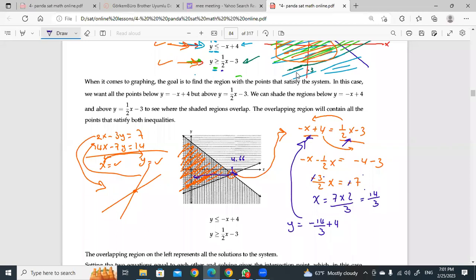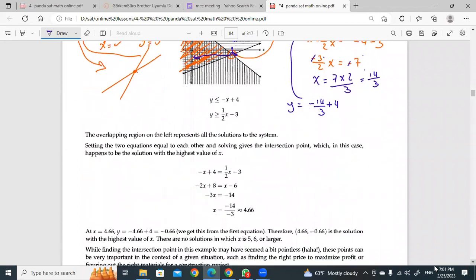Clear? Clear? Clear. Any questions? No. Okay.